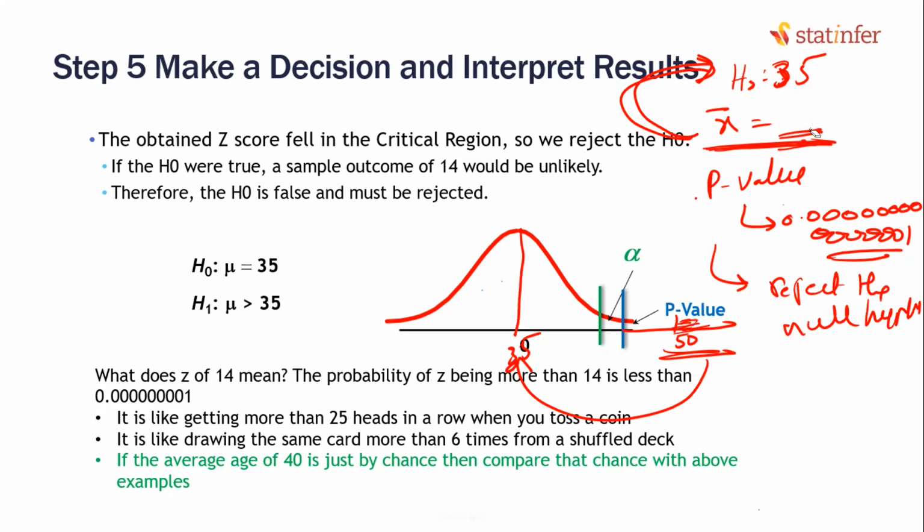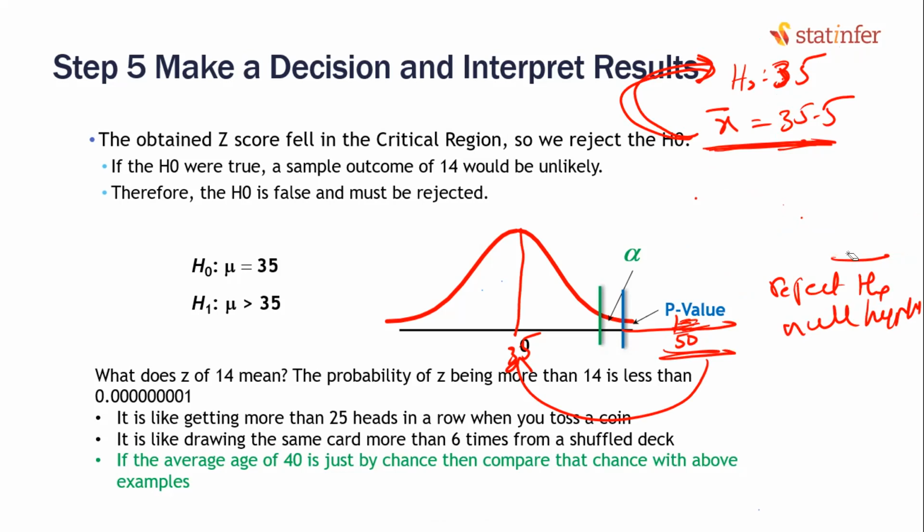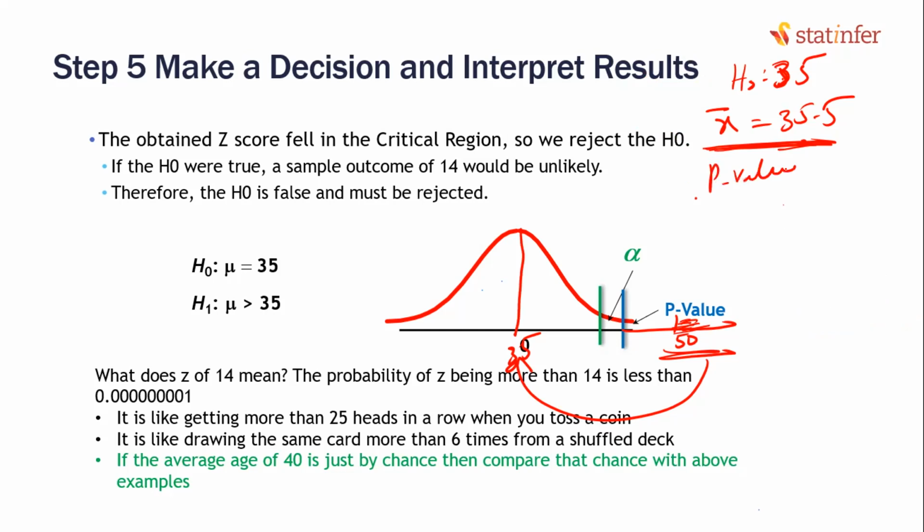But what if you got X bar as 35.5? Population average is 35, and the sample has an average age of 35.5. Is it theoretically possible to get this? Yes, very likely. What is the probability, the p-value? 99%. Very high, isn't it? Because if 35 is the one, maybe you can get slightly less than 35, maybe slightly more than 35. Let's say the p-value is 0.40.